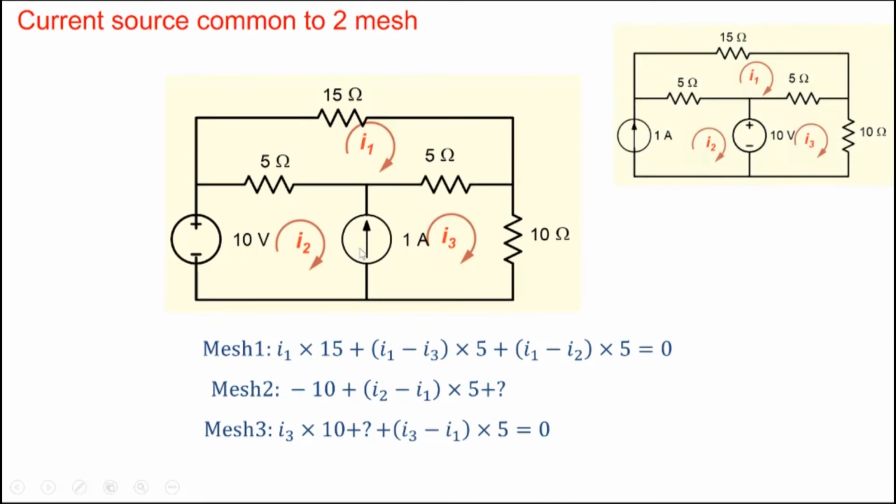Note that it is the current source at the boundary, shared between two meshes, which causes a problem. If we have a current source here which is not shared between two meshes, right? This particular branch is not shared here, then that doesn't cause a problem. In fact, it makes it easy. I2 is simply equal to 1 ampere here. But in this case, it causes a problem.